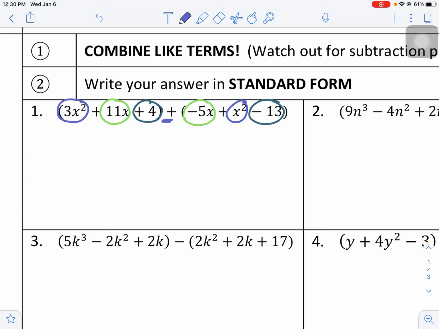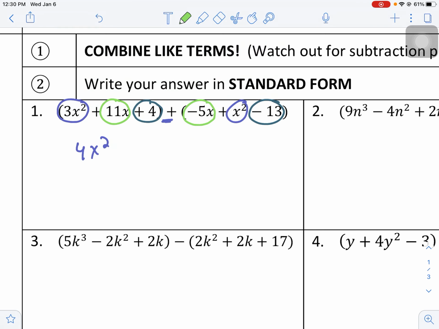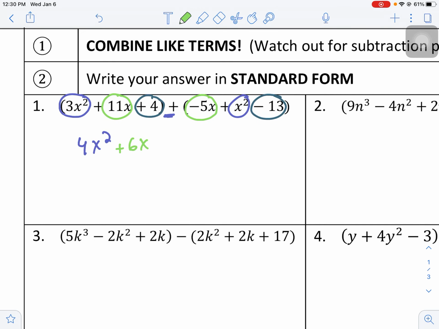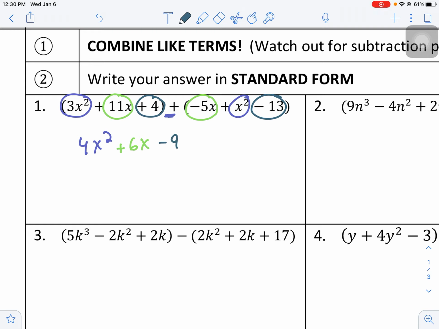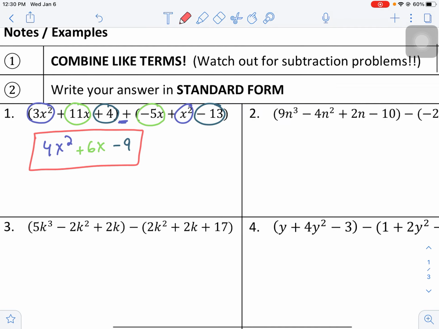So when you do this, 3x squared plus x squared would give us 4x squared. And then 11x plus negative 5x would be positive 6x. And then for our last term, positive 4 plus negative 13 is going to give us negative 9. And so then our answer would just be 4x squared plus 6x minus 9. That's as simplified as we can get for a question like this. Okay, we can't combine terms that don't have the same exponents on them.